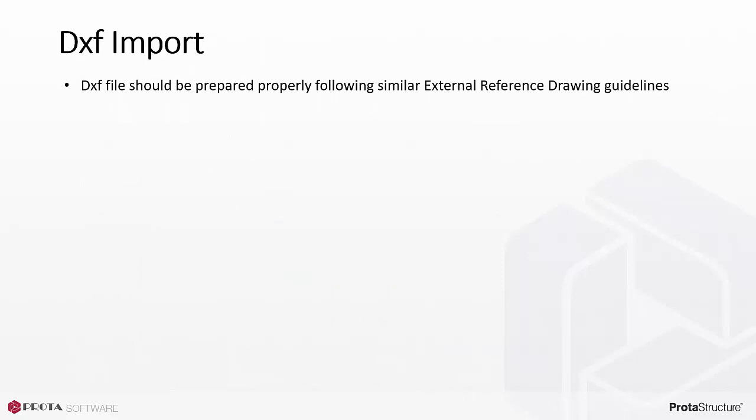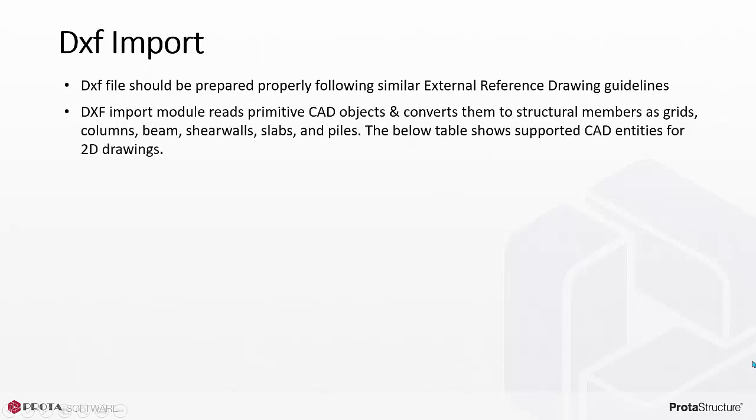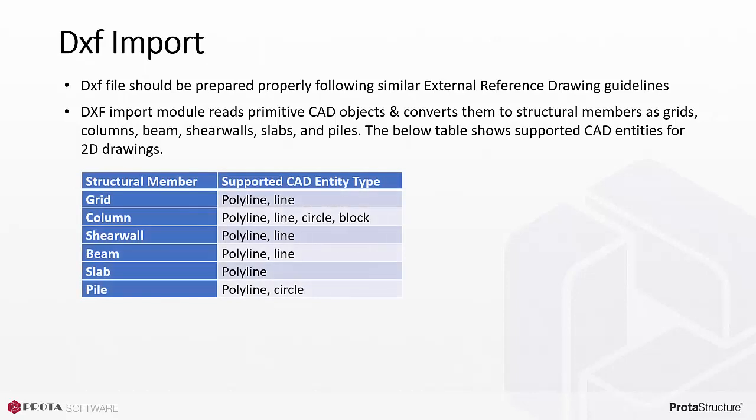DXF file should be prepared properly, following similar external reference drawing guidelines. The DXF import module reads primitive CAD objects and converts them to structural members as grids, columns, beams, shear walls, slabs, and piles. The below table shows supported CAD entities for 2D drawings. As stated in the table, the supported CAD entities are polyline and combination of line, circle, and/or block.